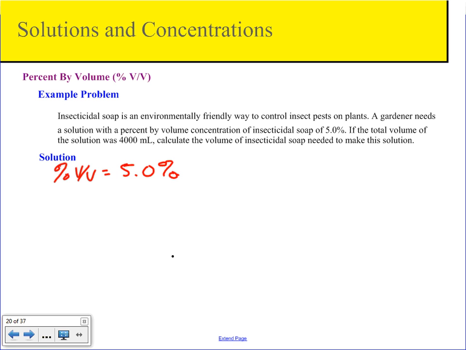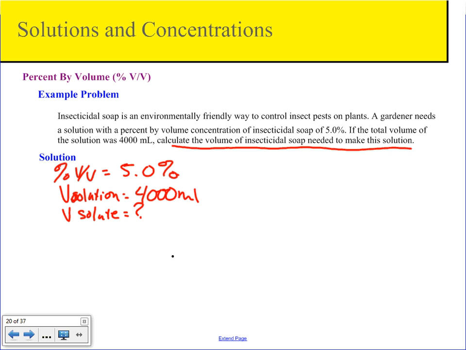So, I know my percent by volume needs to be 5%. I know my volume of solution is 4,000 milliliters. And my volume of solute is what I'm trying to find out. Okay, and it says right there, calculate the volume of insecticidal soap needed to make the solution. And the insecticidal soap is the solute in this case.